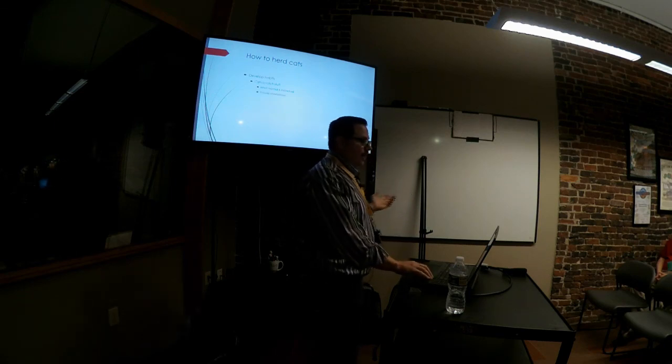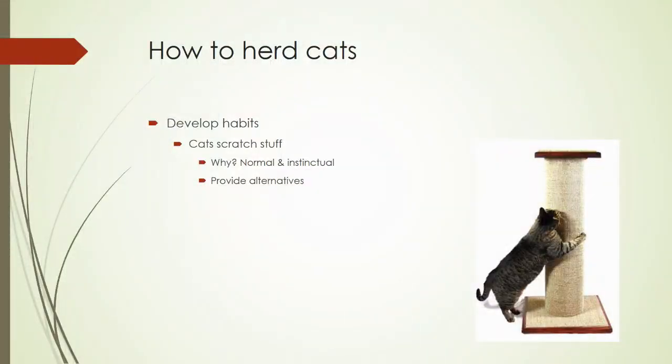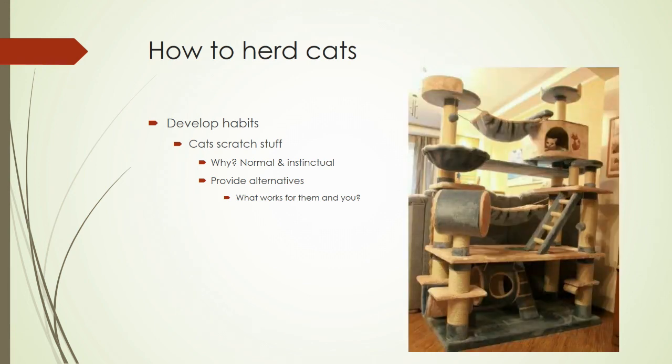Well, we provide alternatives, right? You get them a scratching post. You have to make sure that you can provide alternatives that work for them and that work for you. That might work well for your cat and yourself, or you might need to go to something a little bit more extreme. We've settled for something in the middle right now, though it keeps getting bigger. And every time my wife goes shopping, I bring home some more cat toys.